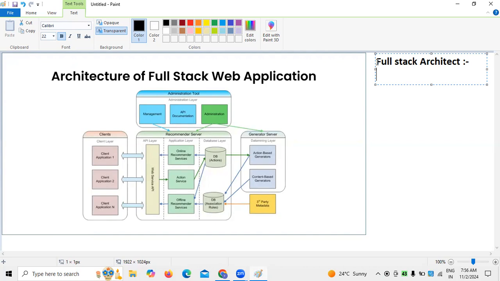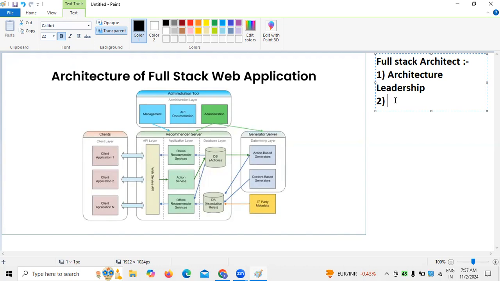Now, when it comes to the roles and responsibilities, if we become a full stack solution architect, what are the roles and responsibilities that we need to perform? The first one is architectural leadership. Architectural leadership is something we must be good and familiar with, because we must be good in terms of the architecture. We need to design, and we need to develop whatever is required.